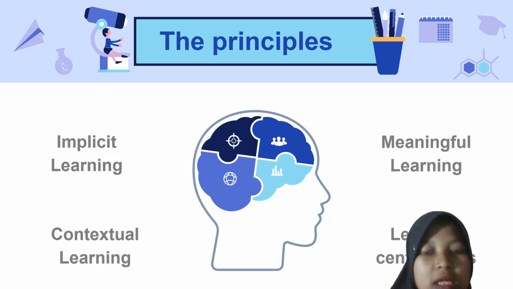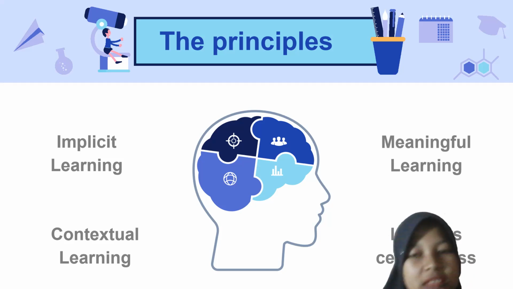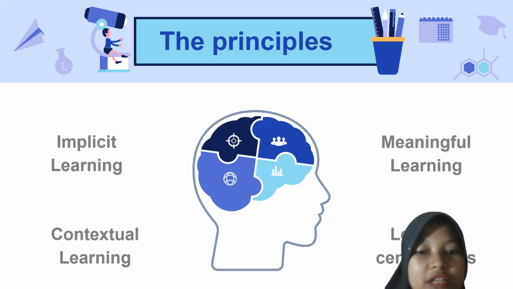The third one is about meaningful learning. Meaningful learning means learning material that has a connection with everyday life. It's like giving materials that students often find. You can also ask them about food that the students like, for example. And the last is about learner-centeredness.